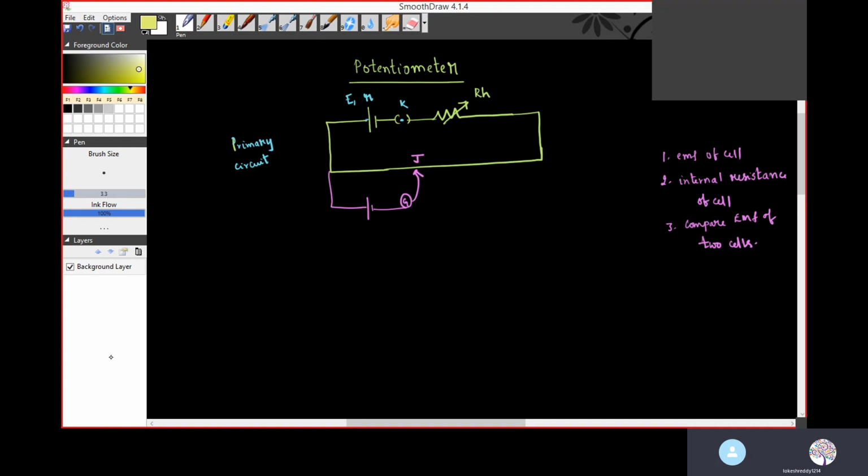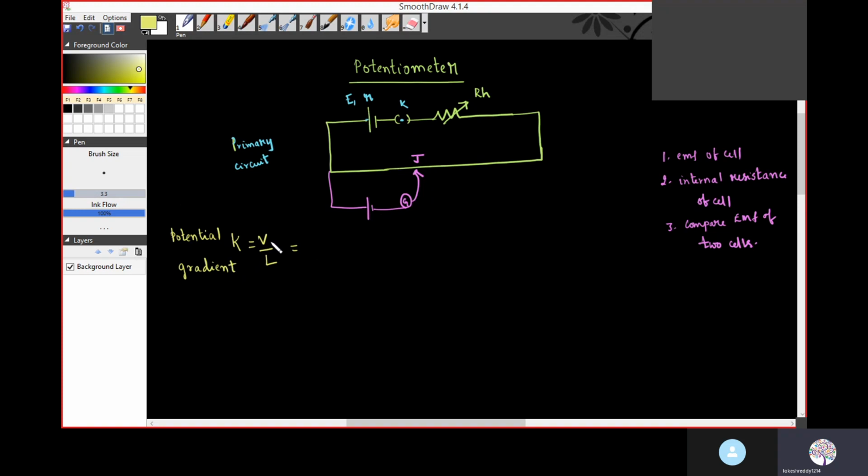Now, potential gradient. It is the fall of potential per unit length. Let L be the length of the potentiometer wire and V the potential difference. So V by L is the potential drop per unit length, which is equal to volt per meter. Potential gradient is volt per meter. This is called the potential gradient.